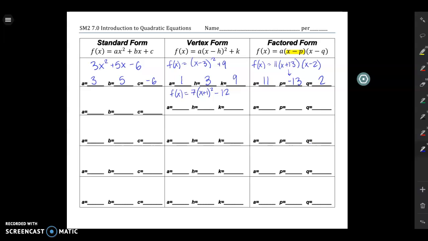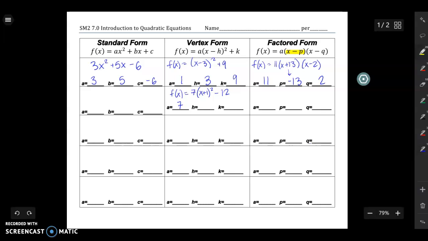So first of all, one thing that cues you in that you're in vertex form is that you have some set of parentheses squared. Okay, so the squared exponent is sitting outside of a parenthesis. And let's go ahead and identify our A, H, and K. So our A is the number in front, so it's 7. The H is the number that's being subtracted from x.